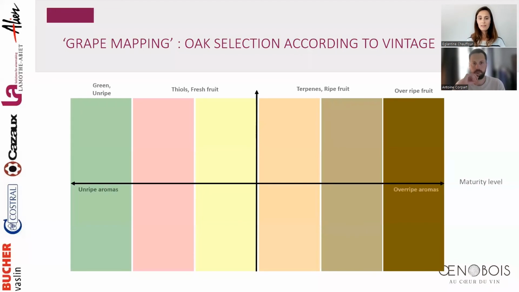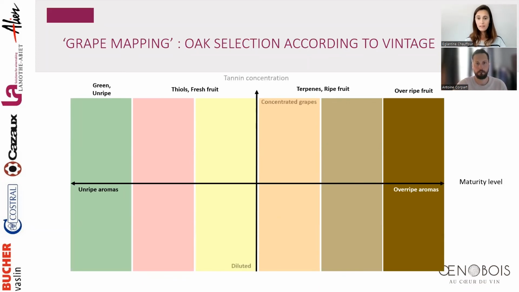Okay, so the axes that we're talking about are, the first one from left to right is the maturity level. So we are talking on the left side about unripe aromas, green, unripe. Then we are arriving to the thiols, fresh fruit aromas, terpenes, riper fruit. And then on the far right of the graph, we are talking about overripe aromas, so cooked, dry nuts, all these overripe aromas.